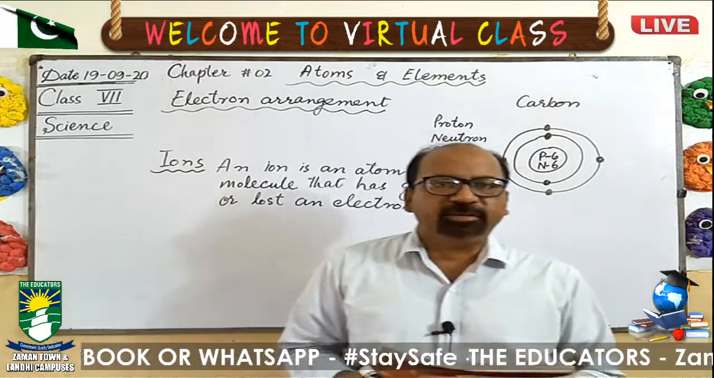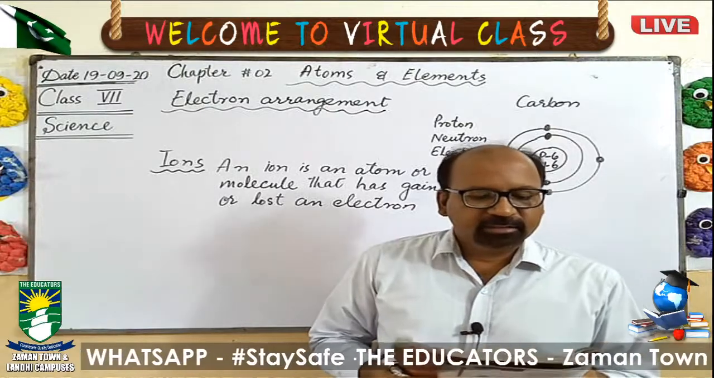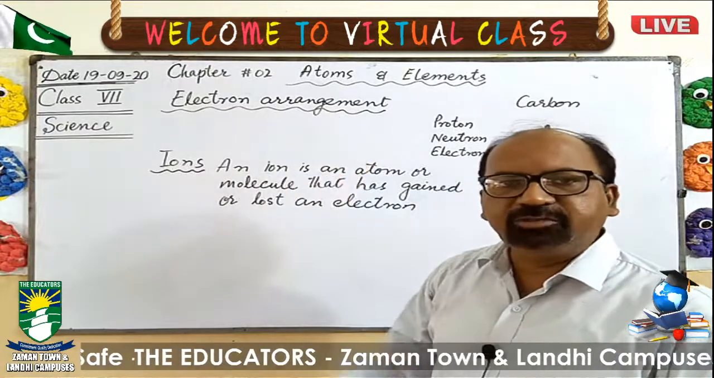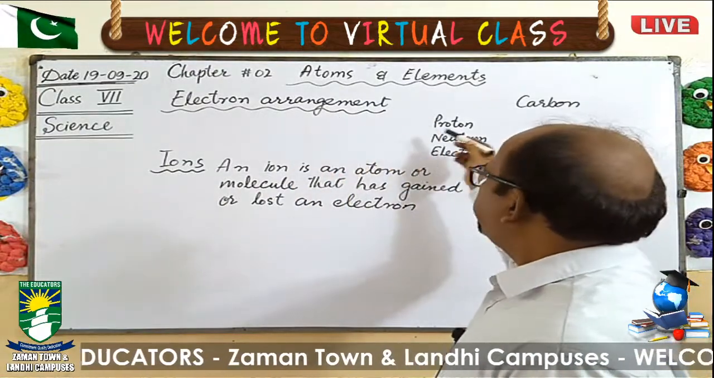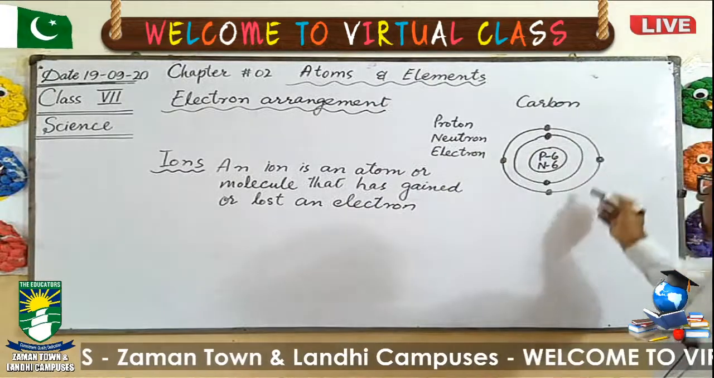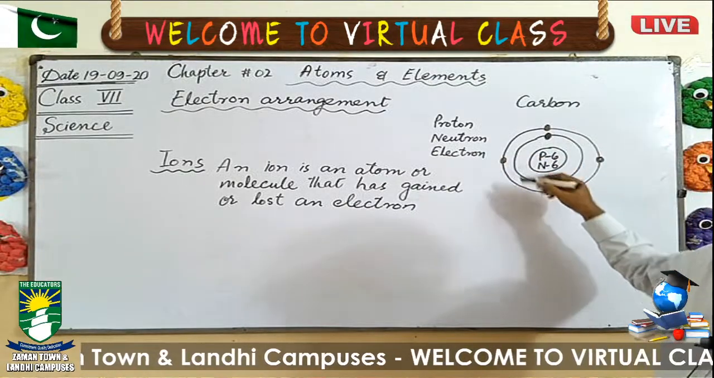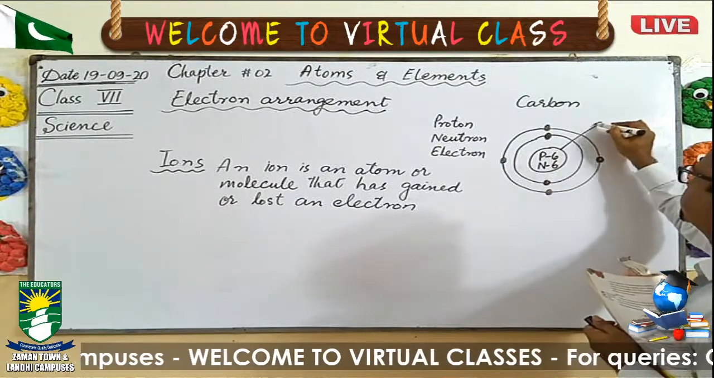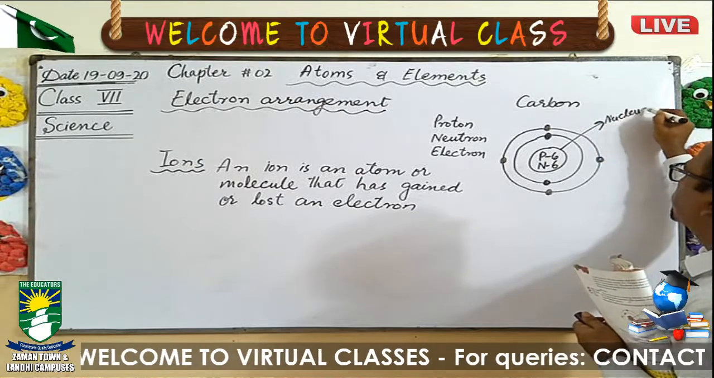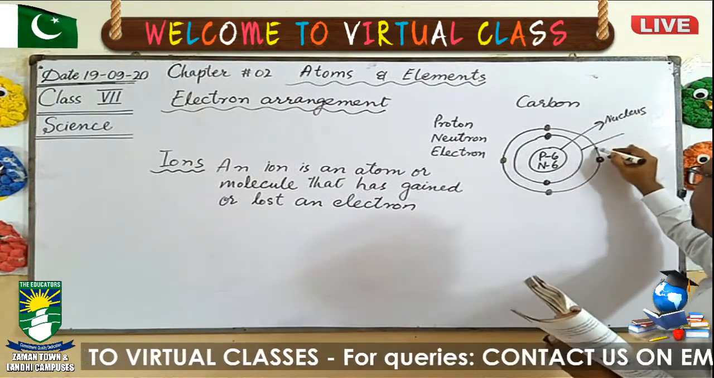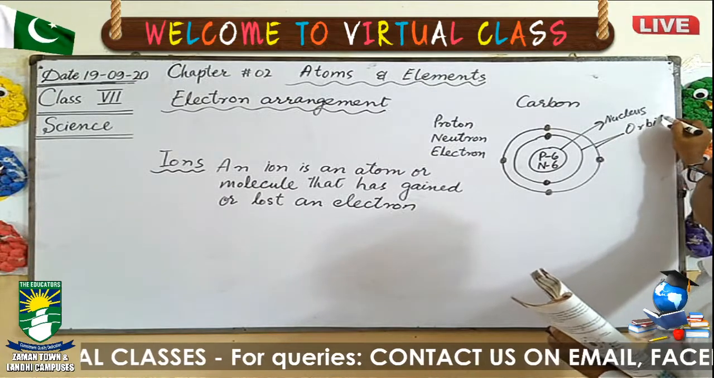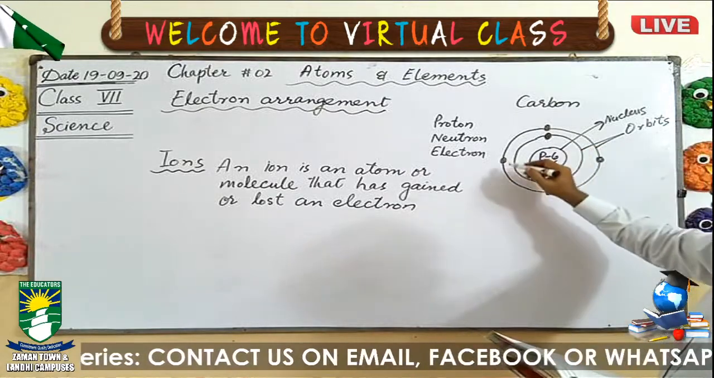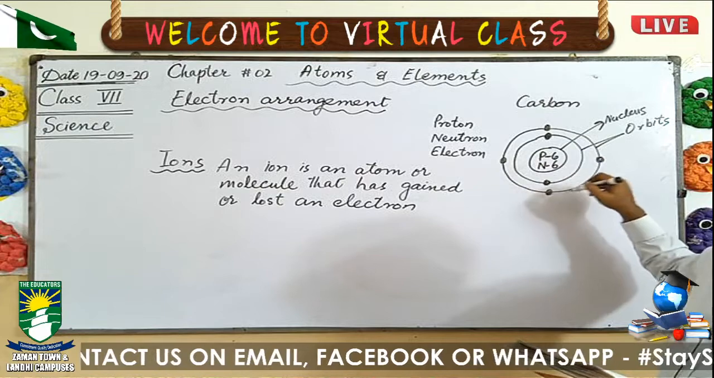Open your books at page number 17, and the topic is the arrangement of electron. Electron arrangement, or the arrangement of electrons. As we have discussed in the previous class, an atom has its nucleus. This is the nucleus, and these are orbits. These are also called shells or orbits, in which electrons are moving.